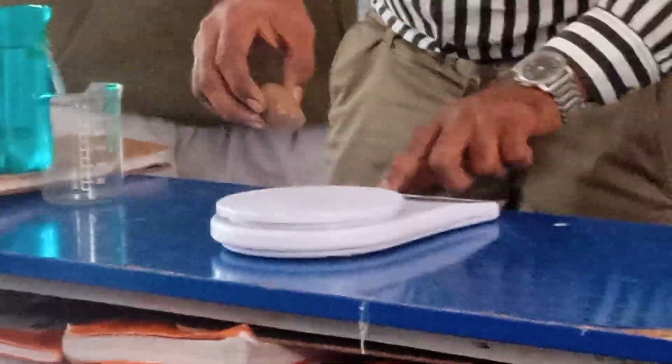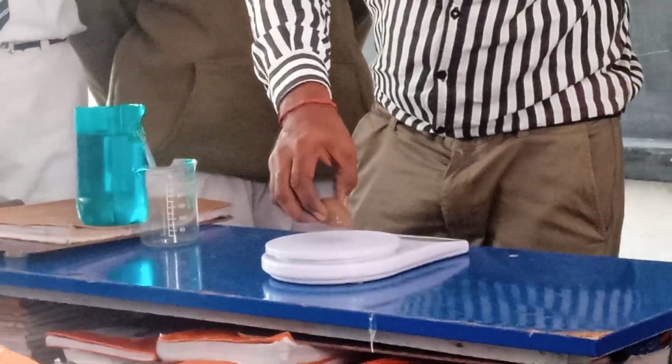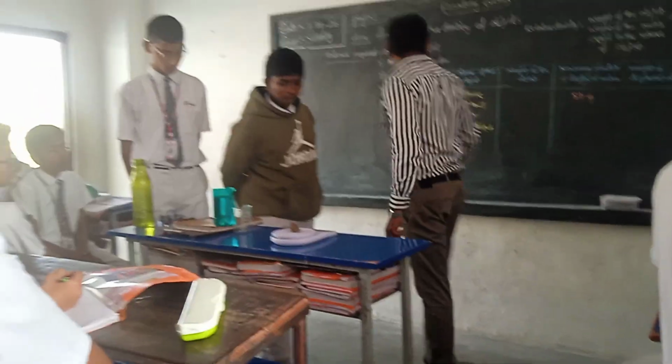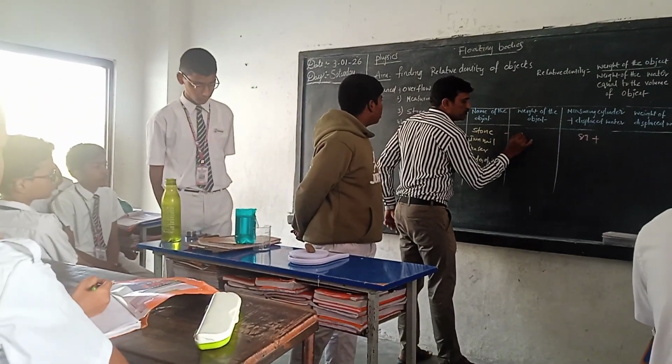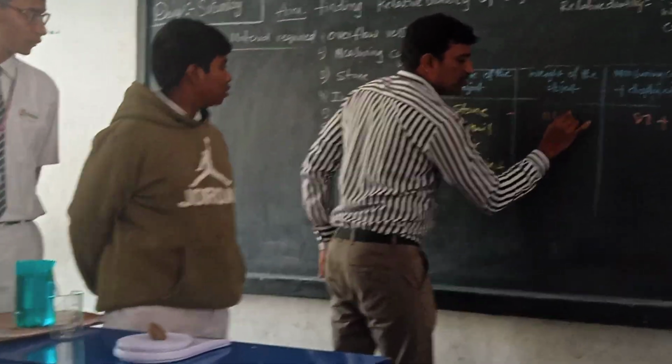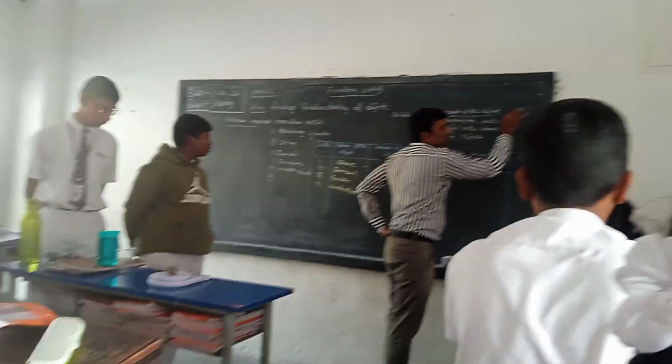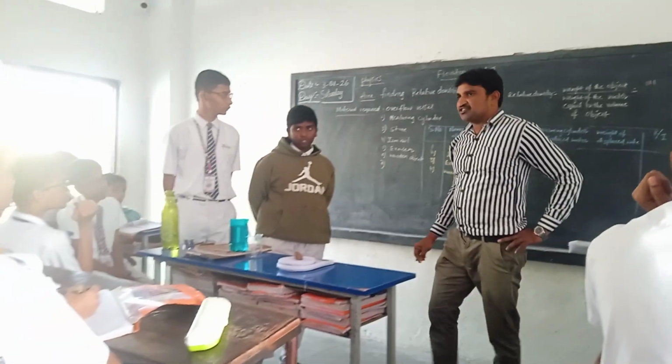So find the weight of the object. Varun, what is the weight of the object? Say stone weight. 111 grams. Okay now, this is the weight of the object. 111 grams weight of this object.